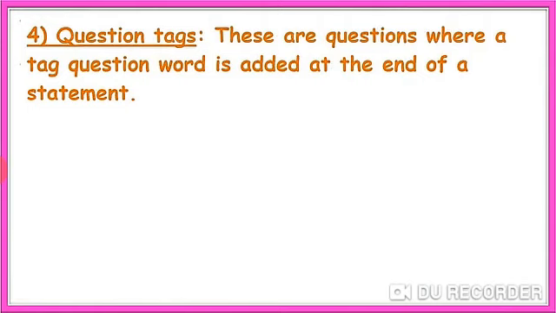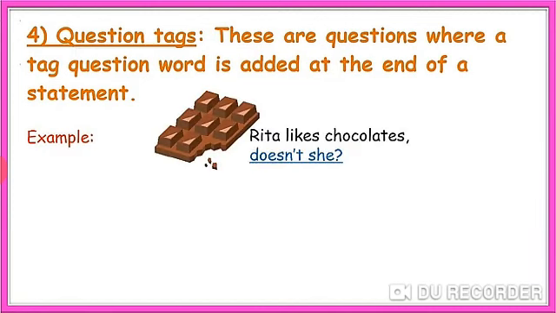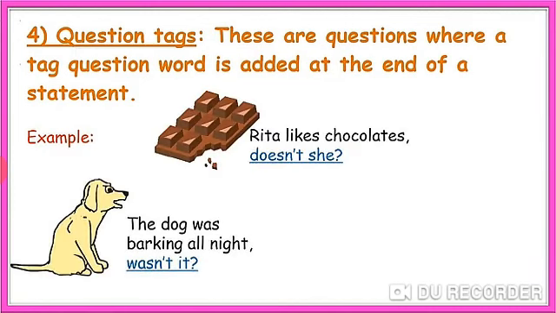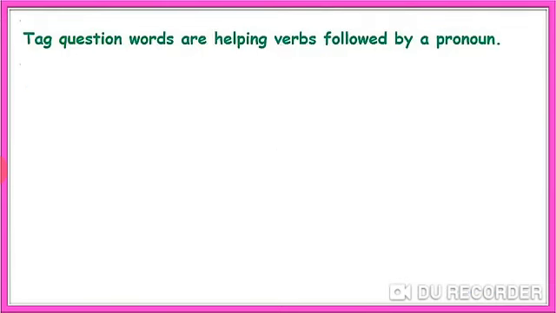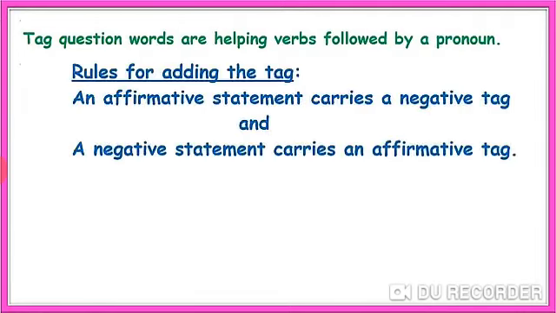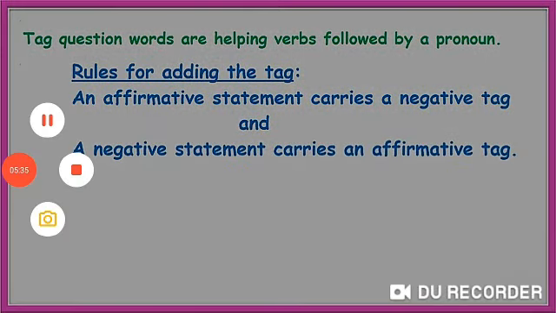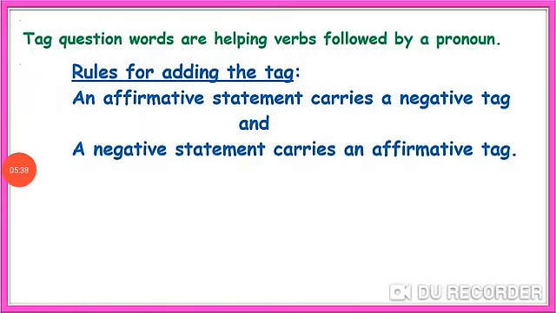These are questions where a tag question word is added at the end of a statement. For example, Rita likes chocolates, doesn't she? The dog was barking all night, wasn't it? Yesterday they weren't at home, were they? Tag question words are helping verbs followed by a pronoun. Now let's understand the rules for adding the tag. An affirmative statement carries a negative tag and a negative statement carries an affirmative tag.